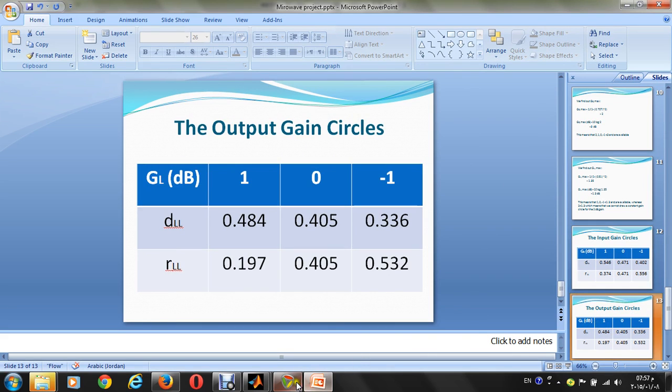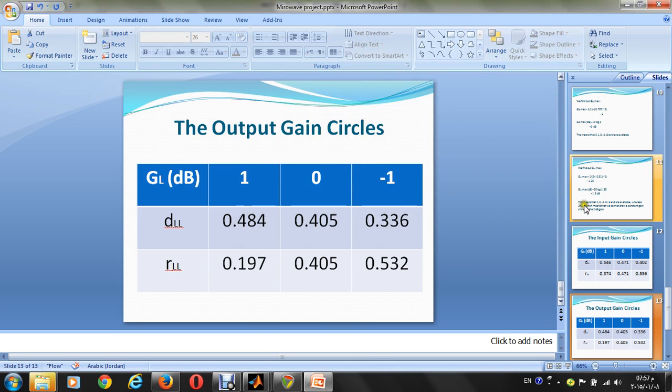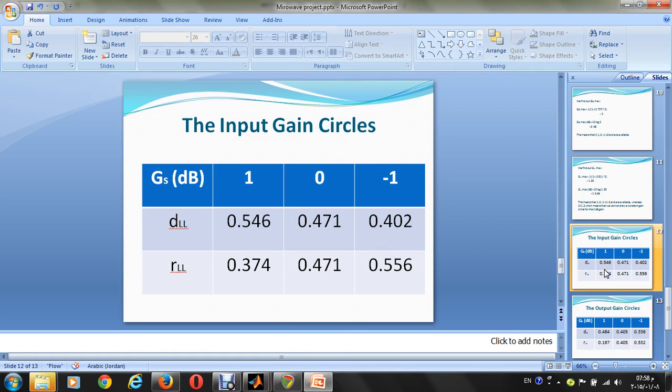For the output gain circle, I go also to the calculator and fill in this. I put 1, I put 0, and negative 1 as well. I have here the radius and the magnitude. Okay, now the tables are in front of me. I will go to the input gain circles of the input.